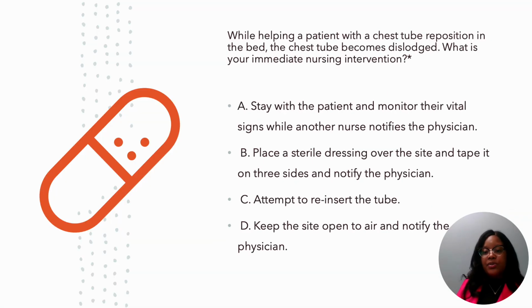While helping a patient with a chest tube reposition in the bed, the chest tube becomes dislodged. What is your immediate nursing intervention? Is it A, stay with the patient and monitor their vital signs while the other nurse notifies the physician? B, place a sterile dressing over the site and tape it on 3 sides and notify the physician? C, attempt to reinsert the tube? Or D, keep the site open to air and notify the physician?